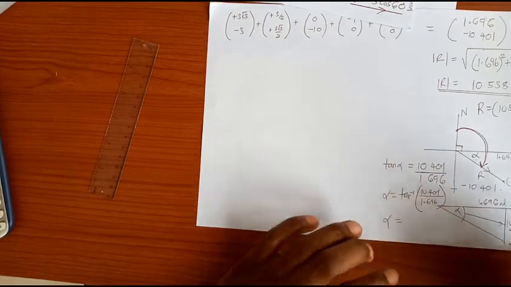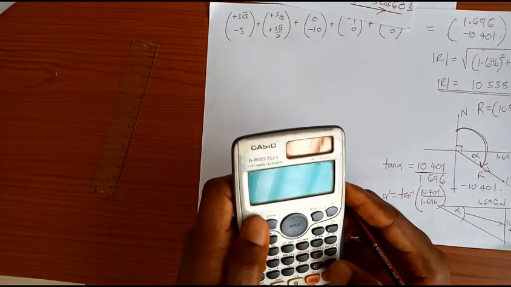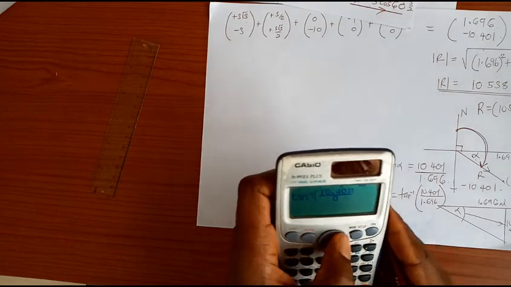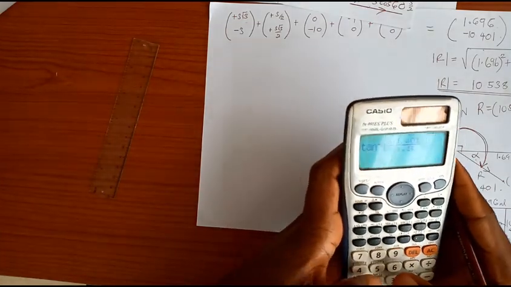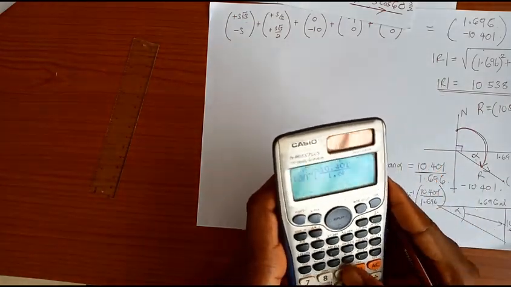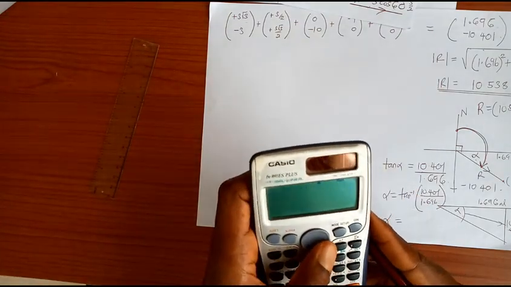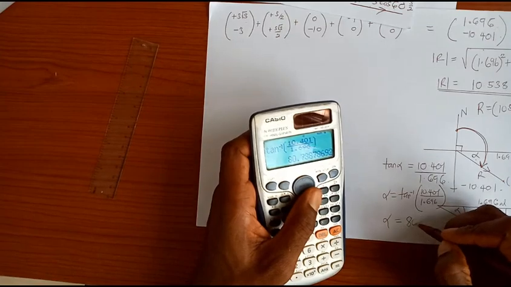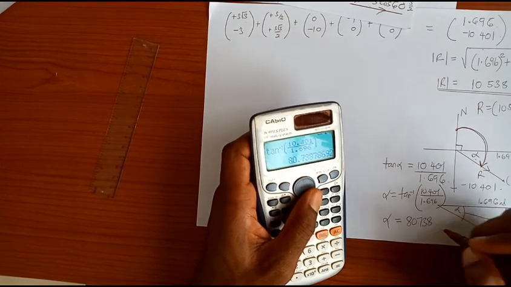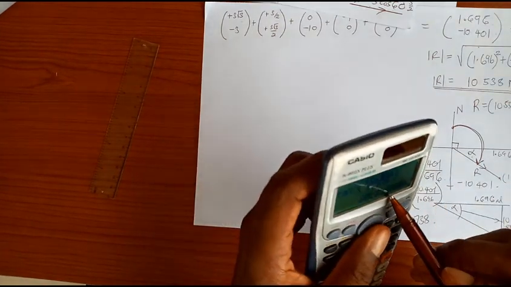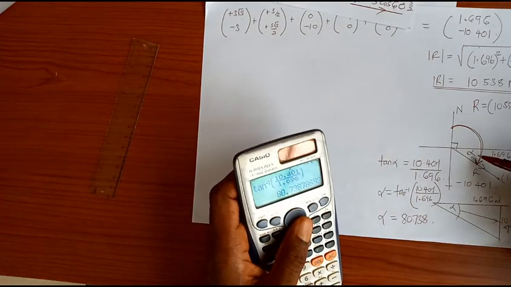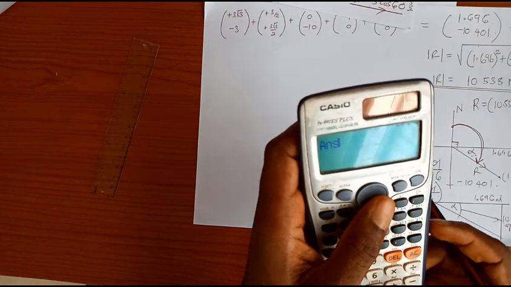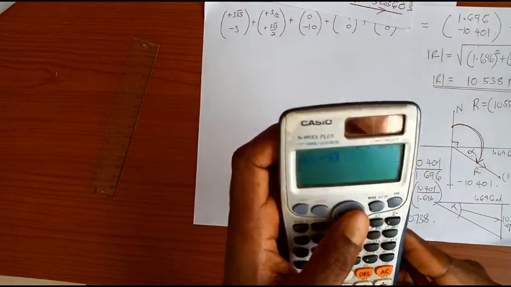So my alpha equals what? The tan inverse of 10.401 over 1.696, close. That's 80.738. Remember, again, I'm chopping off. So I've chopped off all these ones here. Now remember, we don't need the alpha. We need alpha plus 90. So I take my answer plus 90.